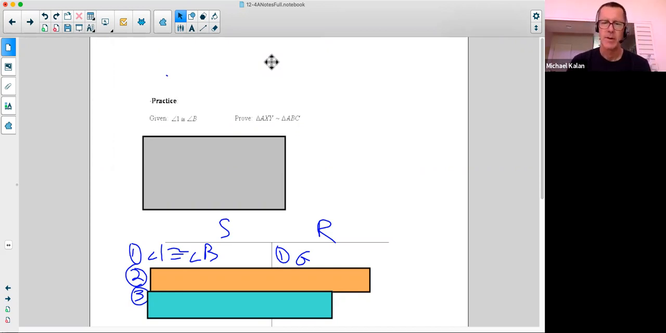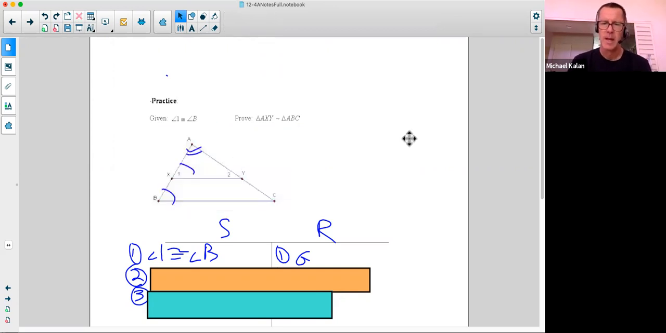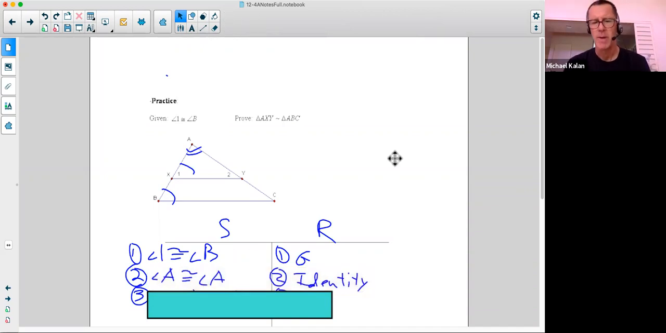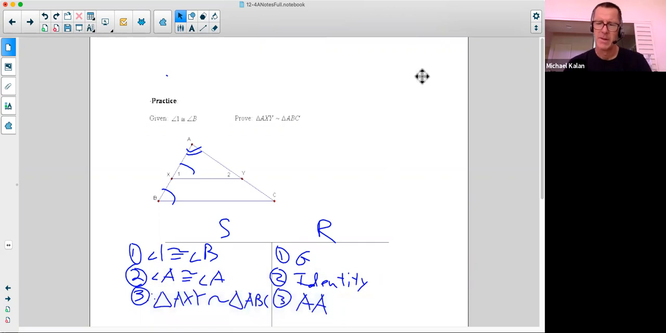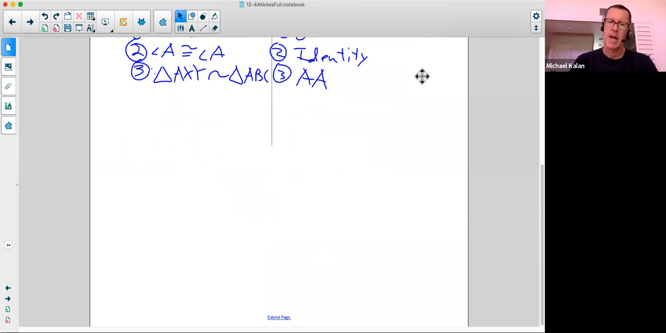All right, I'm going to uncover now. Hopefully you've given this a good college try. Okay, so there's how we've marked it up. I'm saying that 1 and B are congruent. This angle is congruent to itself in the two triangles. So angle 1 is congruent to angle B, given. Angle A is congruent to itself by identity. And wow, look at that. We have AA. Simple as that. Okay, let's go on to the next page.